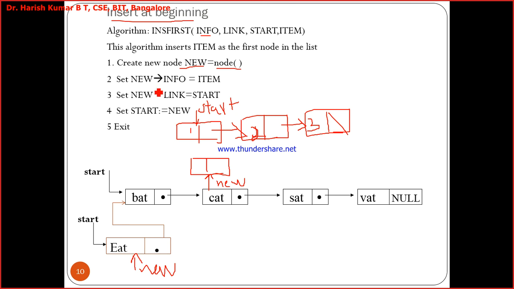Now what do I have to do? Before inserting, observe now: new arrow info is equal to item, say 0. Now the item value is 0. This is what I need to insert now. Where do I have to put this 0 in my new node? In this field. How to access this? New arrow info field is this, correct? I am assigning 0. And what is it that I have to store here? Tell me.